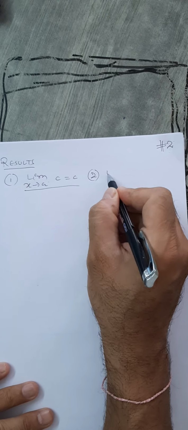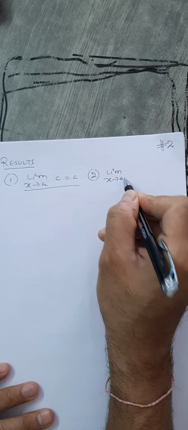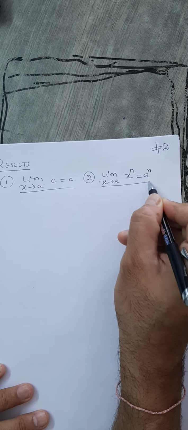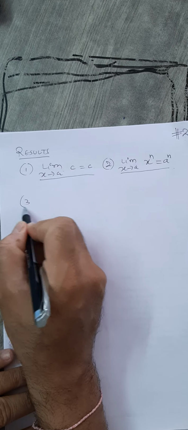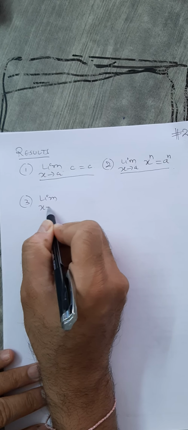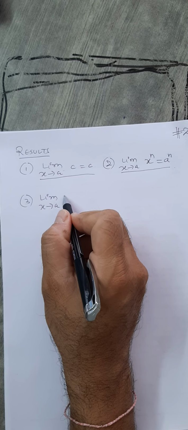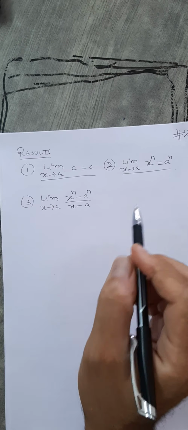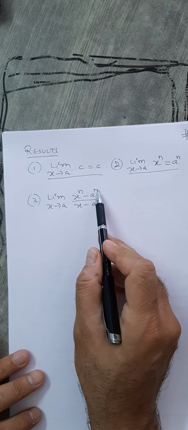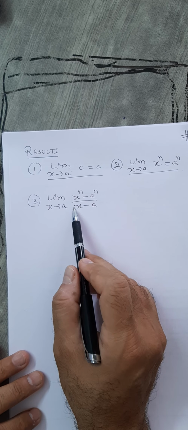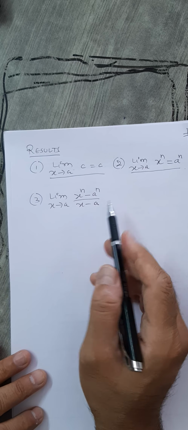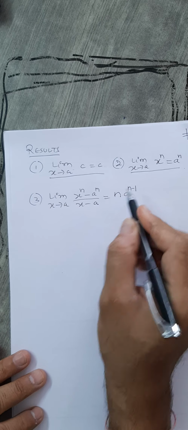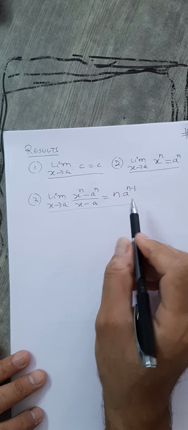Second result, limit x tends to a of a power function. If you remember, x raised to n is a raised to n. This also you know. Third result: limit x tends to a, if you remember, of (x raised to n minus a raised to n) upon (x minus a). If you have x minus a as a factor, then the limit of this expression, you know it, is n into a raised to n minus 1. This is the third standard result about limits, remember.